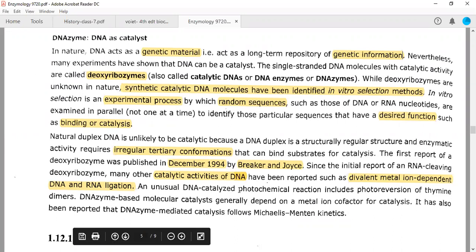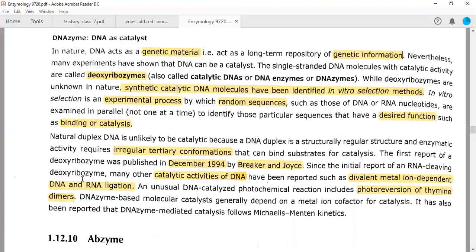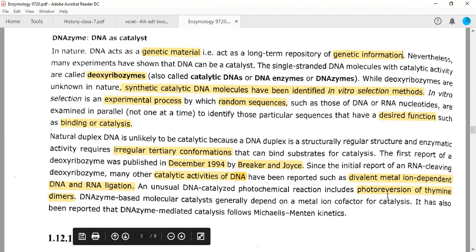An unusual DNA-catalyzed photochemical reaction, you are familiar with this, is the photoreversion of thymidine dimers. Yes, so what will happen in presence of UV? Why do we call UV harmful? Because in DNA, it will lead to the formation of thymidine dimers. So reversion: these dimers should be reverted back to the normal condition. So we need some DNA catalyzed reactions. Okay, so DNA enzymes can revert this back.